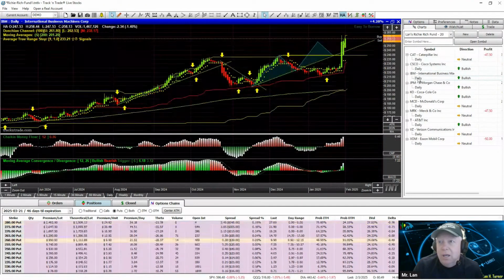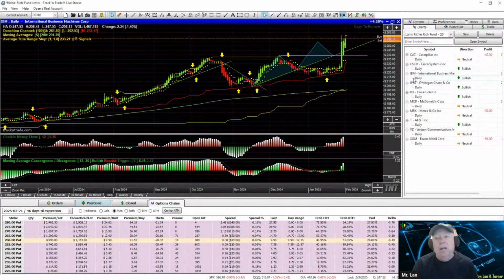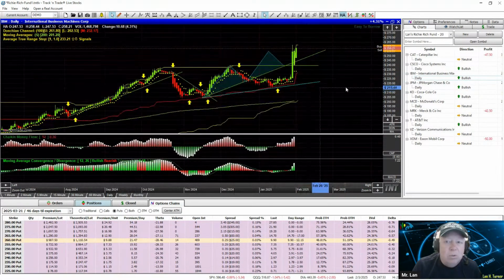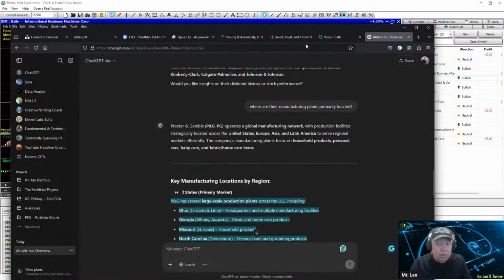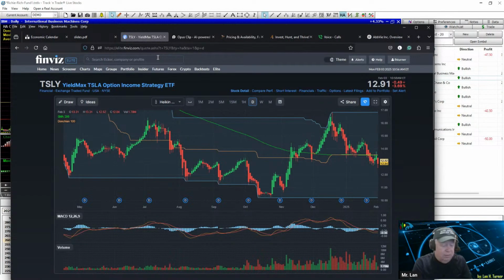Cisco. Nothing. IBM. Wow, wow, wow is all I have to say about IBM. That is just one beautiful market. Why is IBM going to the moon? They're usually a pretty stable company. They're not a growth company. What did they give away for dividends just for fun? Let's go look at IBM dividends.